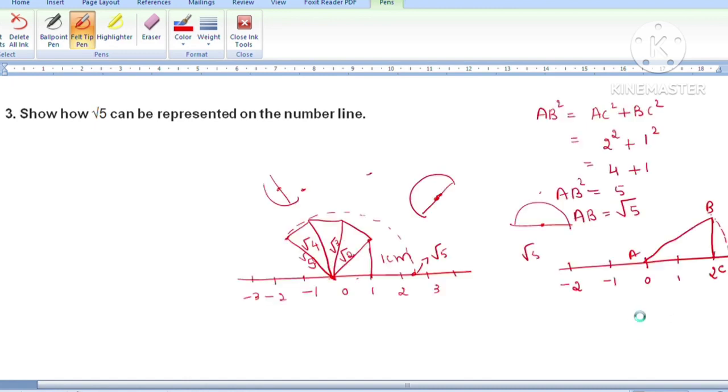So this step also you can follow. You can take 2 centimeters here, then a 1 centimeter straight line, join that to 0. Then by your compass take the measurement from this to this and draw an arc here on the right side. So this method is also true and this method is also true. You can follow any method, that is your wish.